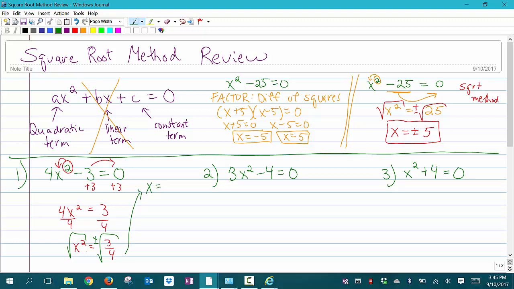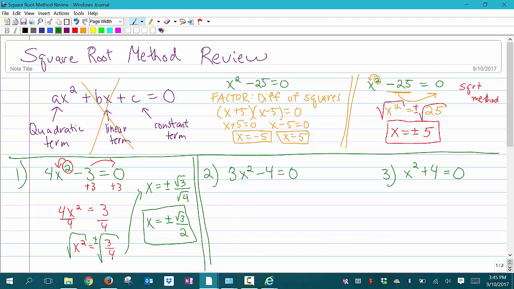The square root of x squared is x. I get x is equal to plus or minus. I would like to simplify my answer as much as possible. So I will separate the square root of the top divided by the square root of the bottom, and I will simplify any square root that I can. So here I get square root of 3 divided by the square root of 4, which is 2. So I get square root of 3 divided by 2. And those are my two solutions.